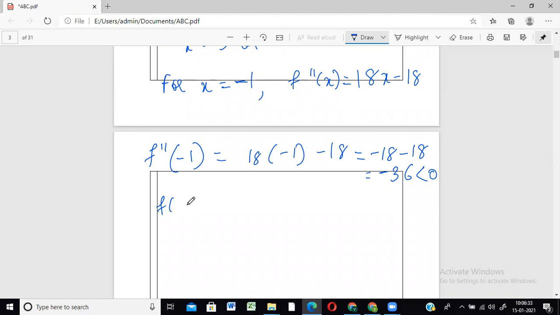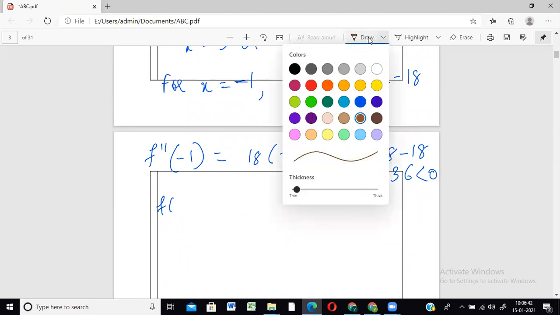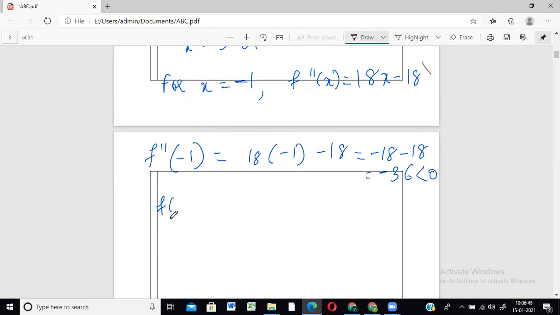So the function f of x attains maximum value at x is equal to -1. Alright, at x is equal to -1, it is obtaining this value. Don't write -36. This value only tells you whether it is maximum or minimum. But exactly where it is maximum or where it is minimum, this value of x tells you. Alright, so we have done it for x equal to -1.